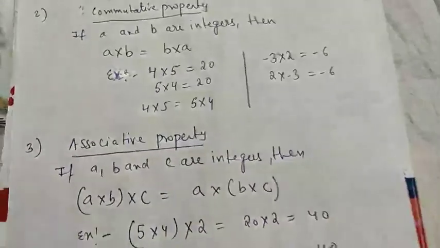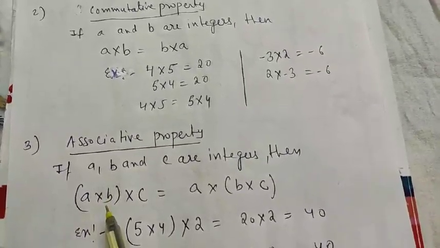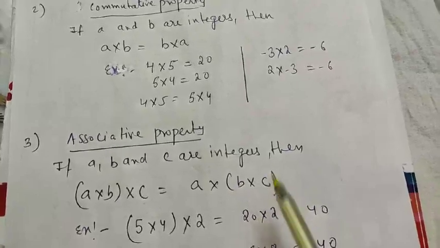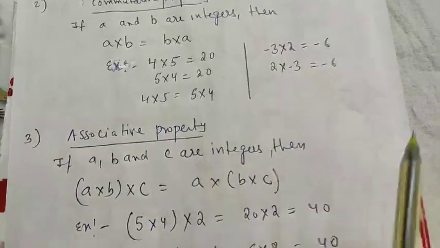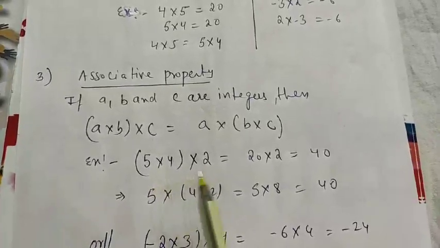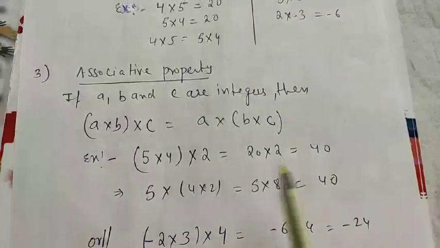Here in place of plus we have multiplication. That means either we multiply a into b first and that answer will be multiplied by c, or if we multiply b into c first and then the answer will be multiplied by a, the answer will come the same. We'll check with the example 5 into 4 into 2. First we check this. So 5 into 4 is 20 and then 20 multiplied by 2 is 40.